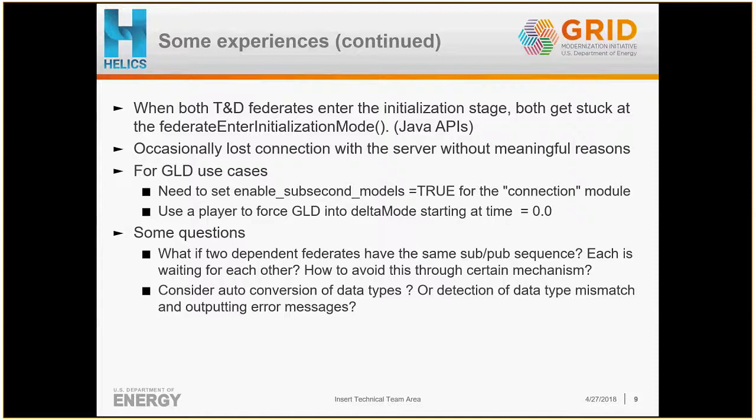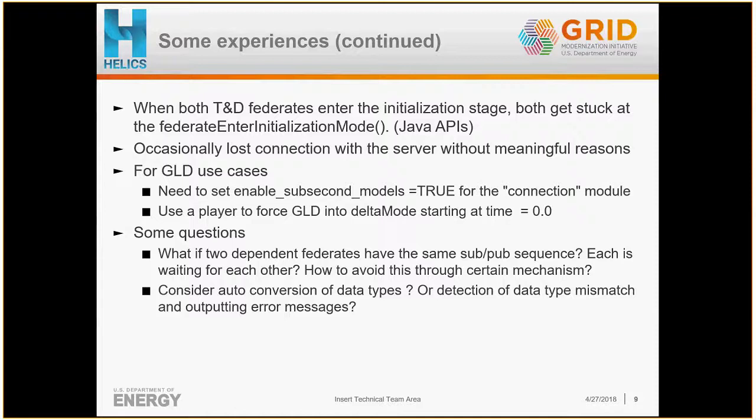The case with GridLAB-D, where you have to use a player to force GridLAB-D into delta mode. The whole idea for that is whether Helix is able to accept it if a federate changes its time step during simulation. So from a 1 second time step during simulation, if it can go to a sub-second time step. Is that enabled in Helix already? Because that's a function that we are using currently from Phoenix at this point, and it would be good to have that in Helix as well.